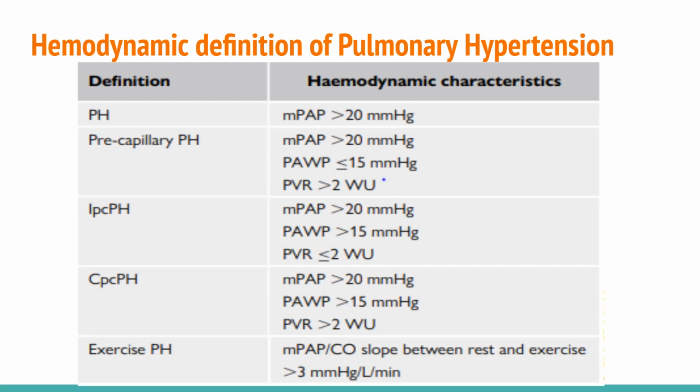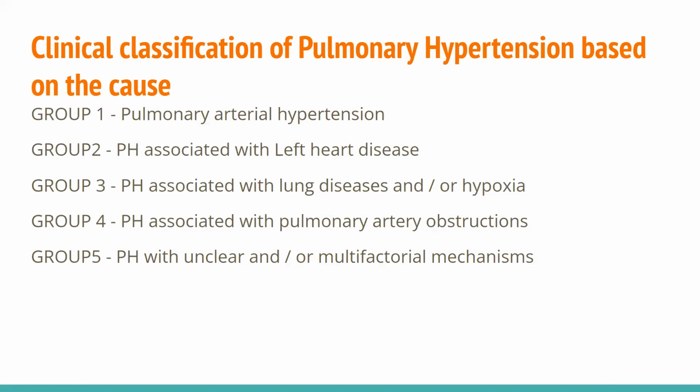Some patients often present with mean pulmonary artery pressures of more than 20 millimeters of mercury, but simultaneously the PVR is said to be less than 2 Wood units and wedge pressures are less than 15 millimeters of mercury. Such patients are said to be unclassified pulmonary hypertension patients.